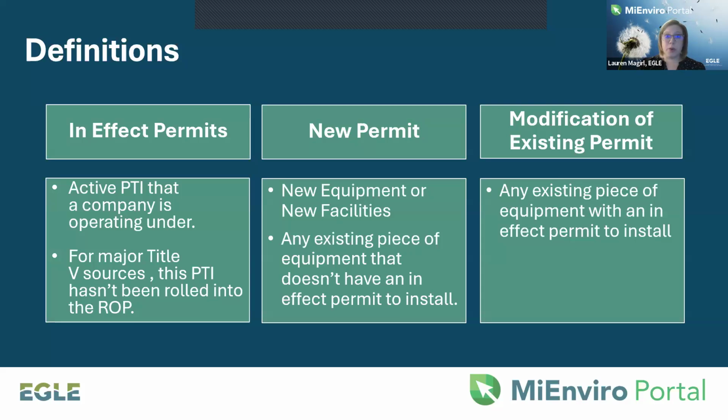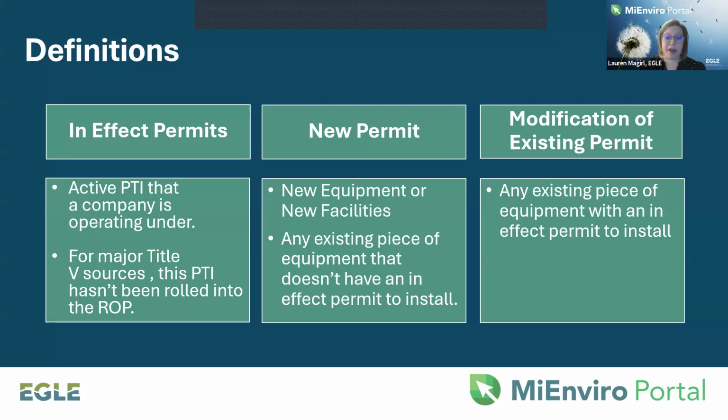So for a piece of new equipment, or if you are a brand new facility, the new permit submission package should be used. This will create a new permit number. The new permit submission package should be used for any piece of equipment as well if it doesn't have an in effect permit to install status. So if you're modifying a piece of equipment that's been rolled into your ROP, it will no longer have that in effect status, and a new permit submission package should be used.